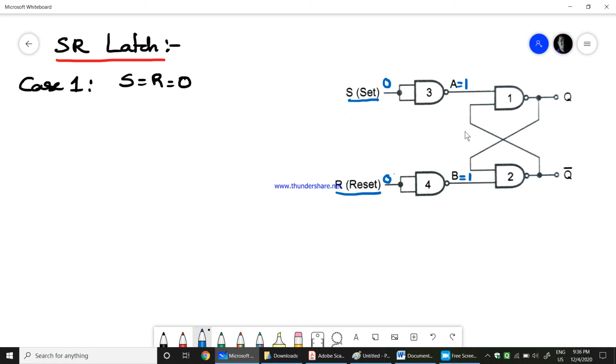Okay, now as A equals 1 and B equals 1, out of these outputs let me assume Q to be equal to 0 in the beginning. Let me assume Q to be equal to 0.